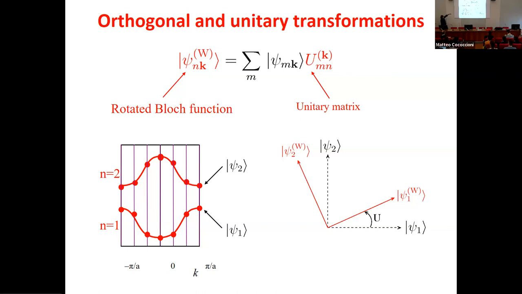We can perform, in this case, a 2 by 2 unitary transformation. Now, this is just a complex generalization of an orthogonal transformation, U times U dagger is equal to one. But basically these rotated Bloch functions are going again to give us the same charge density, the same total energy, if we are dealing with bands that don't mix with all other bands. So when we say a composite group of bands, a group of bands that doesn't mix with the rest, you can mix them all together with unitary transformations, and your observables are not going to change.